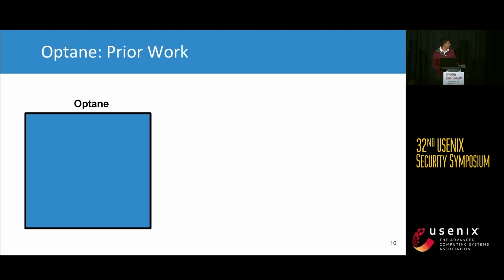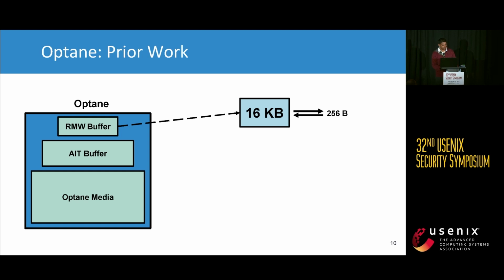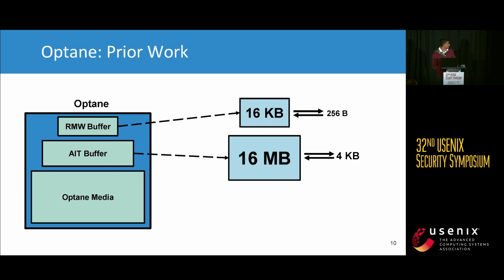Thanks to prior work, Optane was not really a black box when we started, so I'm going to make it a blue box. Prior work has shown that Optane has two levels of buffers. The first is called a read modify write buffer. Then the next buffer is called an address translation buffer, or an AIT buffer. And only then does data reach Optane media. Prior work has shown us that Optane's RMW buffer is a 16 kilobyte structure with 256 byte entries. The AIT buffer is a 16 megabyte structure with 4 kilobyte entries. And properties of non-volatile memories in general make us suspect that there might be a wear-leveling scheme at play.